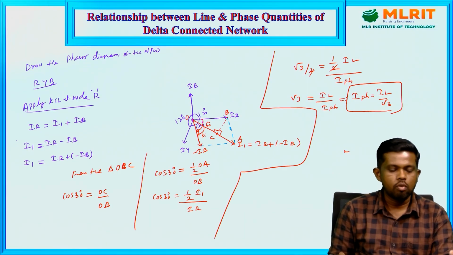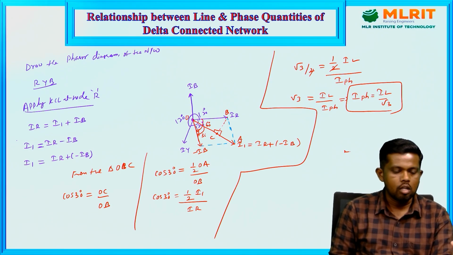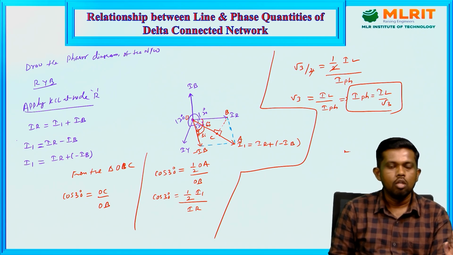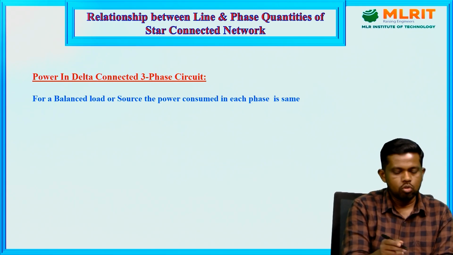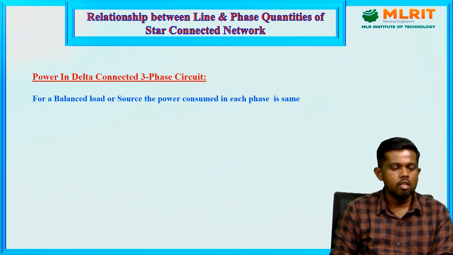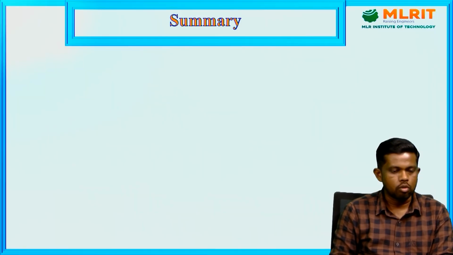Based on this, we need to plot the phasor diagram between RB, YB and BR, and we'll get the same relationship. So that is the relationship between the voltage and currents in case of the delta connected network.